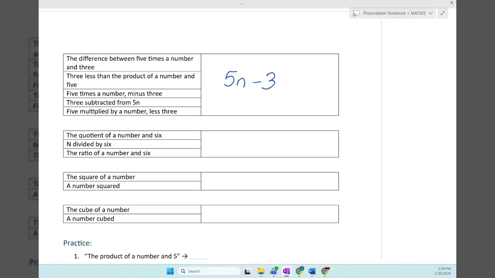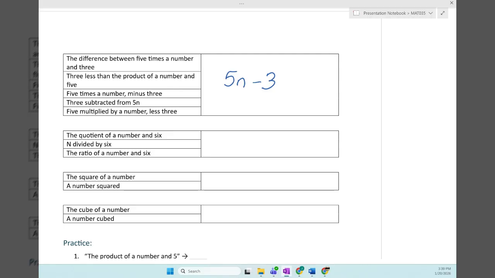All right, now let's look at the next one. The quotient of a number and 6, n divided by 6, and the ratio of a number and 6. So we heard this word ratio before when we were talking about number systems, and we talked about the rational numbers and having that root word ratio. And if you recall, ratio kind of looks like a fraction.